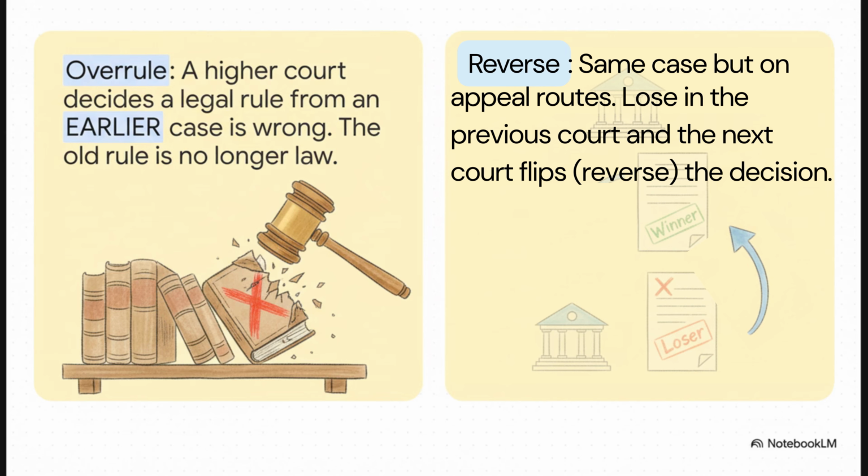Overruling is when a higher court in a completely new case looks back at an old decision from a lower court and says, you know what, that legal rule is wrong. It's no longer good law. They've killed off an old legal principle. Reversing, on the other hand, happens in the same case on appeal. So you lose in the High Court, you appeal to the Court of Appeal, and they say the first judge got it wrong. They flip the result, and you win. That's reversing. So overrule kills a rule, reverse changes the winner.